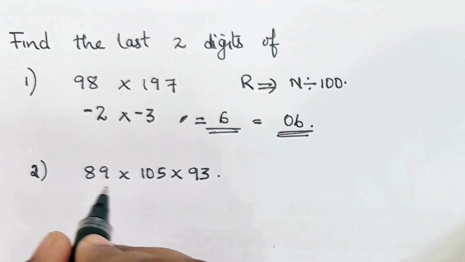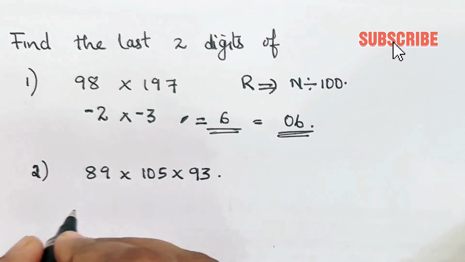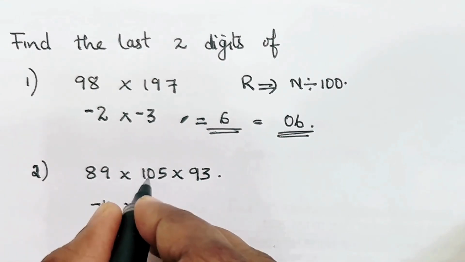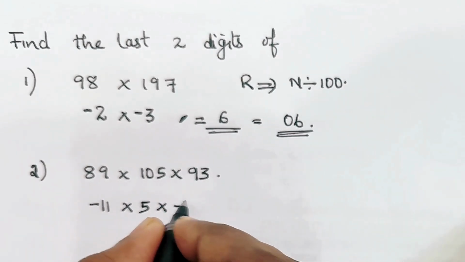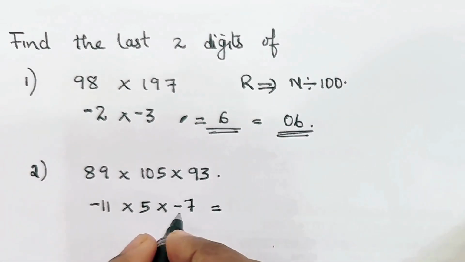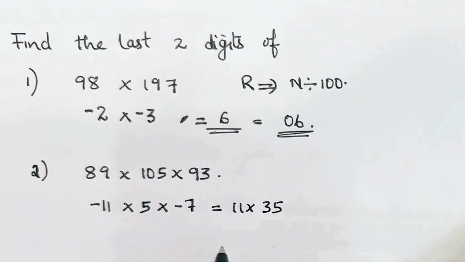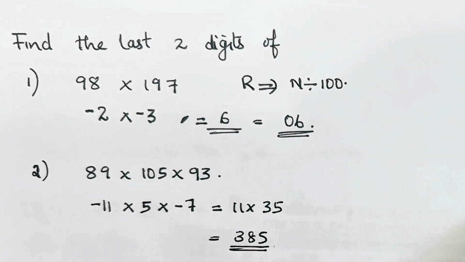Second question, 89 multiplied by 105 multiplied by 93. When we divide 89 by 100, we can write the remainder as negative 11. Multiplied by 105 divided by 100, the remainder is 5. Multiplied by 93 divided by 100, it is negative 7. Now multiply all three numbers. 7 times 5 is 35, so 11 into 35. That is equal to 385. So the last two digits will be 85. Therefore, 85 will be the last two digits of the given multiplication problem.